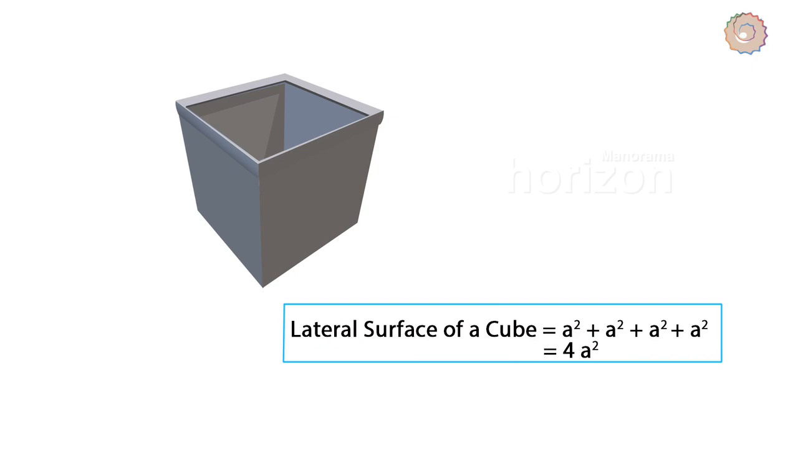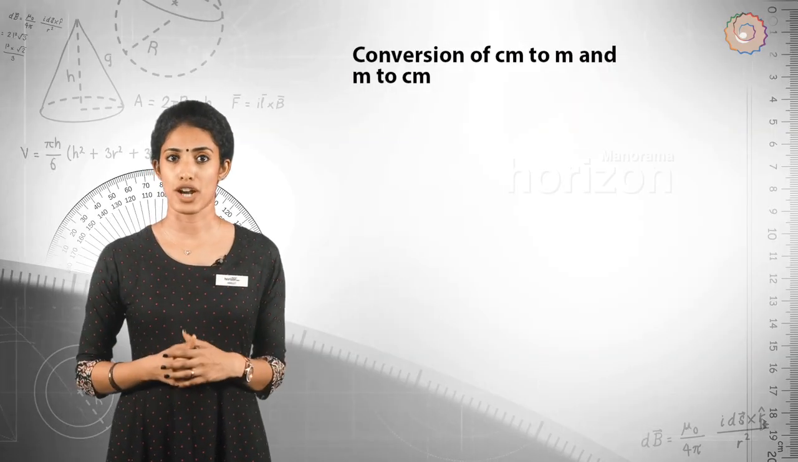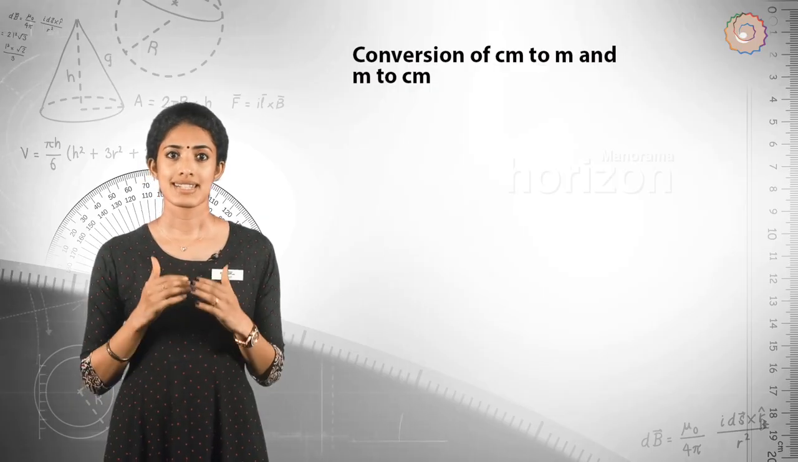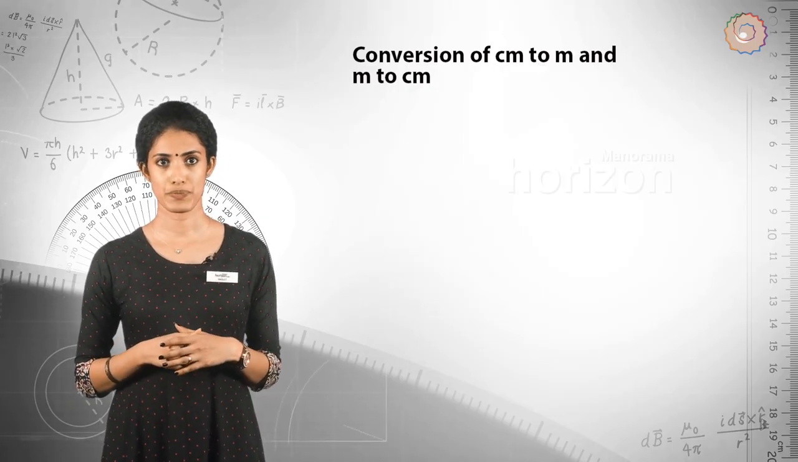Same as cuboid, the lateral surface area of the cube is given by excluding the top and bottom surface. That is, taking only the sides of the cube, we get 4a square. Before we get started with the problems related to cuboid and cube, let us discuss some important conversions.